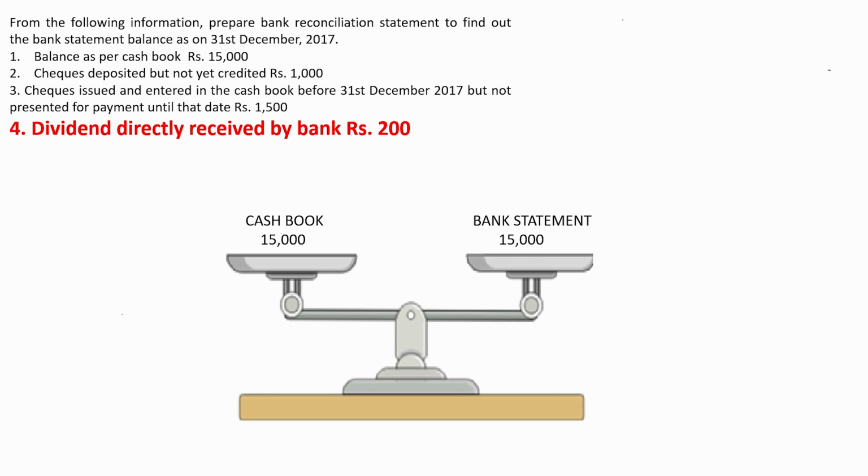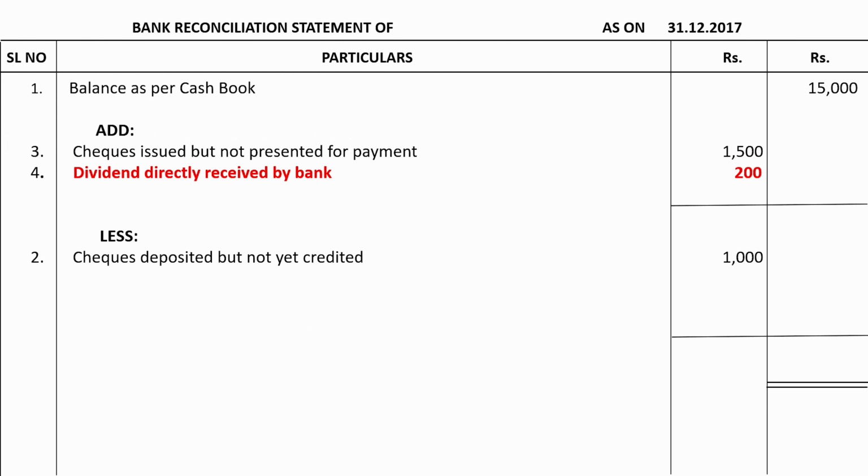Dividend directly received by bank, rupees 200. Now this is dividend and this is received by bank directly. That means the banker has collected 200 rupee for us, and so the deposit as per bank statement is 15,200. It is not yet treated as a deposit in the cash book. So cash book shows 15,000. To make this equal, we have to add rupees 200 to the cash book balance in the bank reconciliation statement. Dividend directly received by bank is added to the cash book balance.